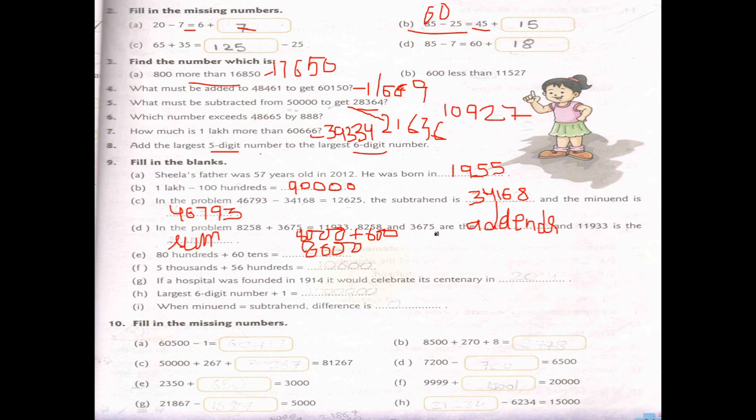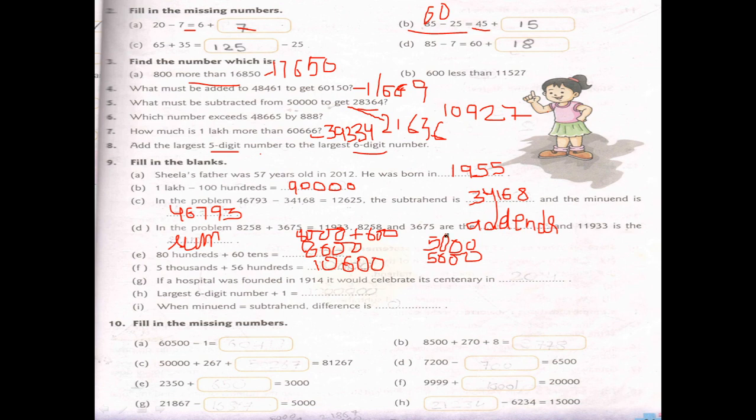F. 5,000 plus 5,600. So first write 5,000. Then 5,600. So this one is your 56. After 56, I multiply the number with 100. So our answer is 10,600. 10,600 is your answer.